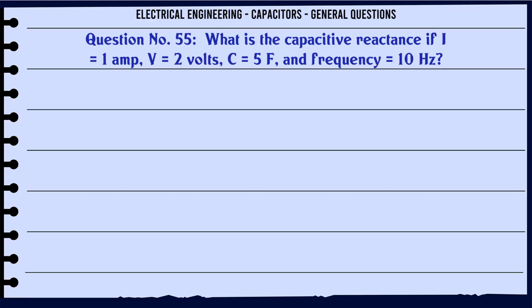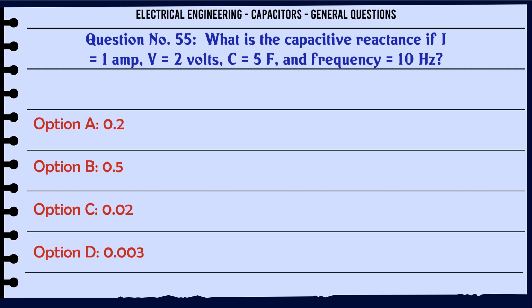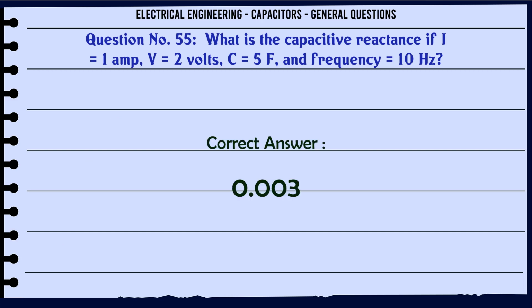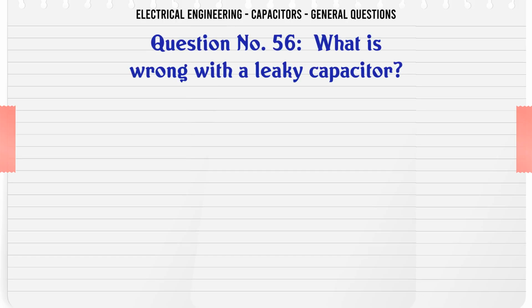What is the capacitive reactance if I is 1 amp, V is 2 volts, C is 5 µF, and frequency is 10 Hz? A. 0.2. B. 0.5. C. 0.02. D. 0.003. The correct answer is 0.003.